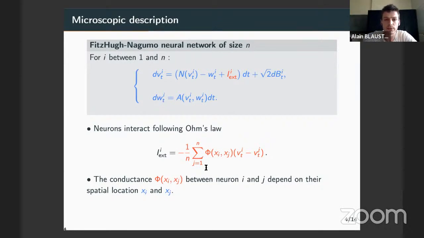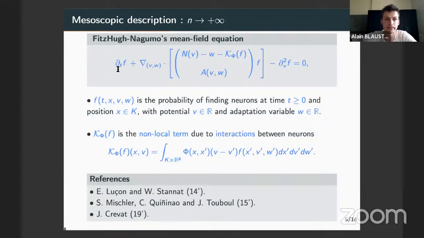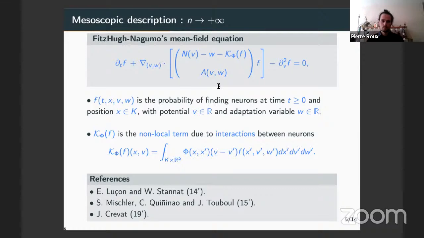All right, so this is the full microscopic model. And now let me present to you the mesoscopic scale, so the intermediate scale that I've talked to you about. And it is obtained as the number of neurons composing the network grows to infinity. So on the latter model, if you say that the number of neurons which compose the network goes to infinity, then you can see that the dynamics of the network are well described by a distribution F. So it's F of t, x, v, w, and it represents the probability of finding a neuron at time t and position x with a potential variable v and an adaptation variable w.